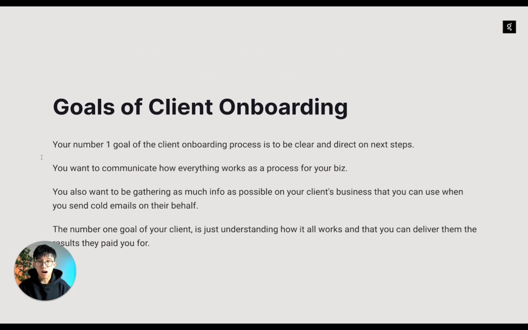So the goals of the client onboarding process, it might seem obvious, but I do want to put this out here just so that you understand why exactly you need a client onboarding process and what it's going to accomplish if you do this process correctly.